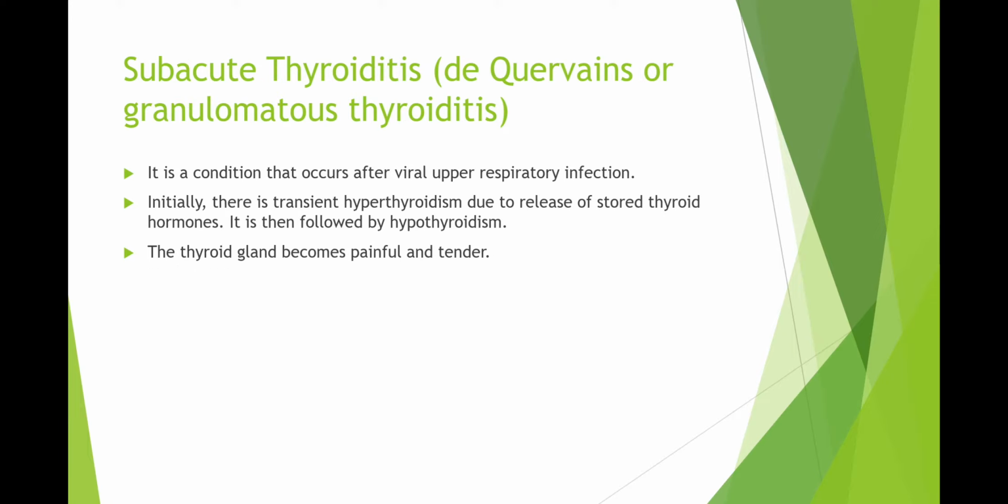Subacute thyroiditis, also called de Quervain's or granulomatous thyroiditis. It is a condition that occurs after a viral upper respiratory infection. Initially, there is transient hyperthyroidism due to release of stored thyroid hormones. It is then followed by hypothyroidism. The thyroid gland in this case becomes painful and tender.